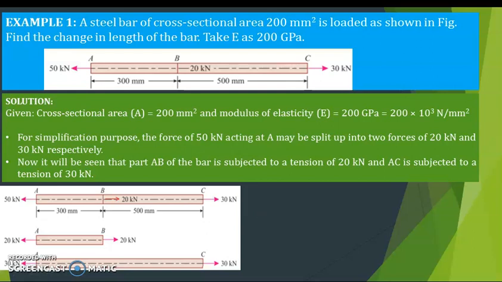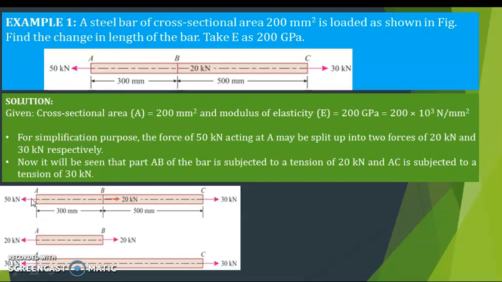So like that you have to think why split the forces. Think properly how you can adjust with the other force. Okay. See now first this is 50 kilonewton. This is 20 kilonewton. This is 30 kilonewton.